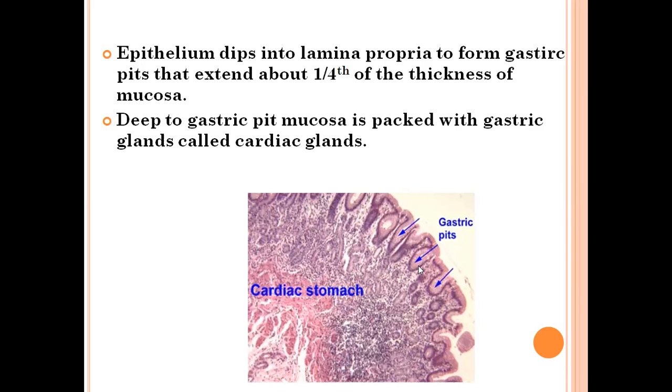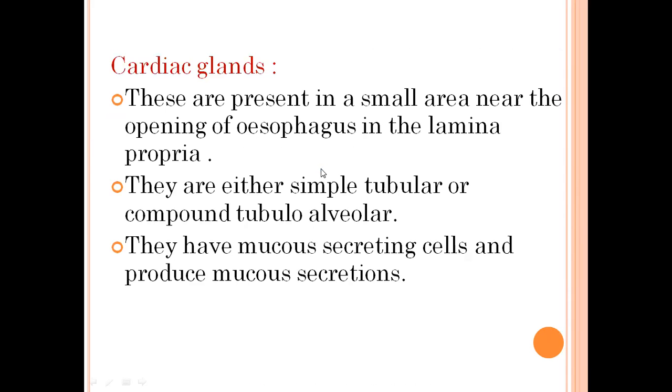In the cardiac region of the stomach, you call them cardiac glands. In the fundus of the stomach, we call them fundic glands. In the pyloric region of the stomach, we call them pyloric glands. Ultimately, whether they are cardiac, fundic, or pyloric, they are all gastric glands.